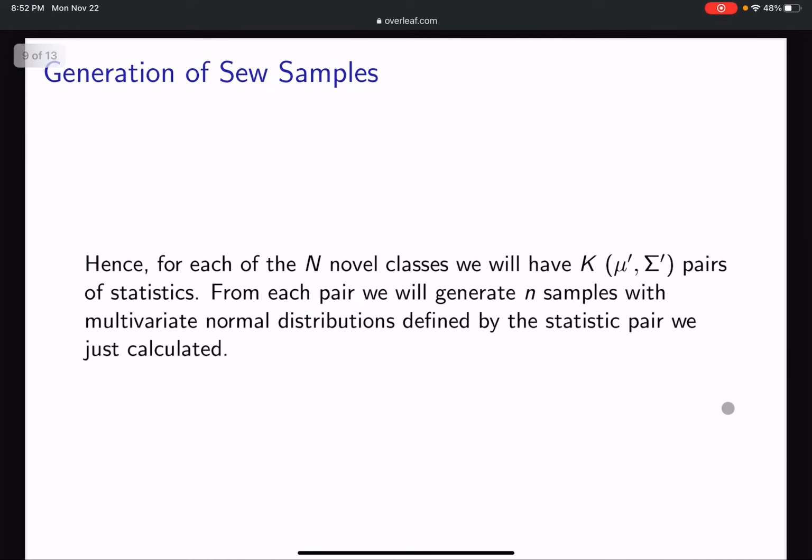Hence, for each of the novel classes, we will have k mu prime, sigma prime pairs of statistics. From each pair, we can generate little n samples with multivariate normal distributions defined by the statistics pair we just calculated.